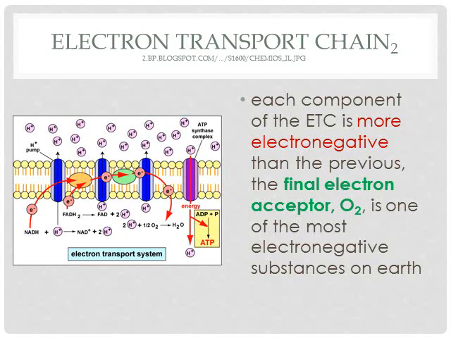So when we think about oxygen and the role it plays in respiration, really that's it. It's our final electron acceptor, and without it, the electrons will not be pulled through the electron transport chain. We will not be able to create a concentration gradient, and we will not be able to make any of our ATP using the electron transport chain.